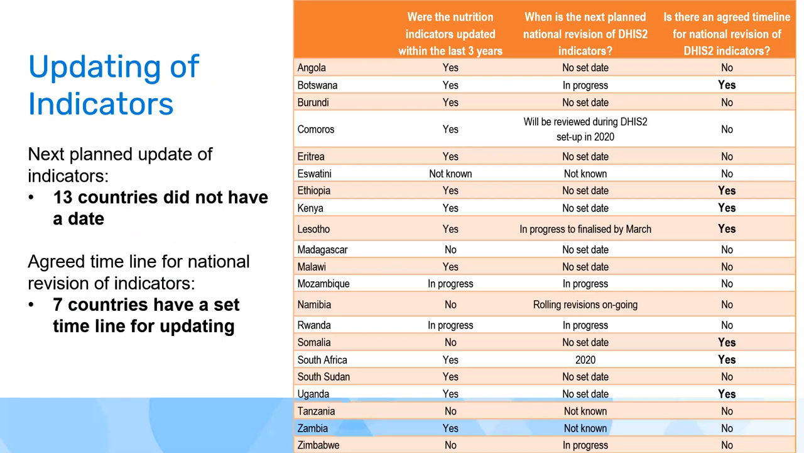The other thing that we identified was, well, when did you last update your nutrition indicators? And then we looked at, well, when are you revising? What's the timeline? Because we know data needs change over time. And 13 countries did not have a date to do this. And 7 countries have a set timeline. In other words, they have a policy that says we will update our whole set of indicators, data elements, and everything else.